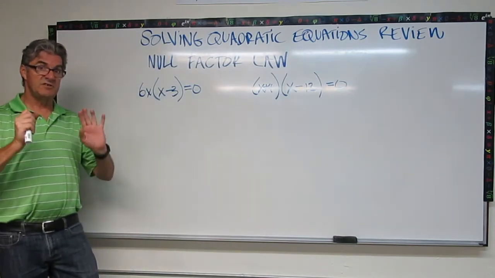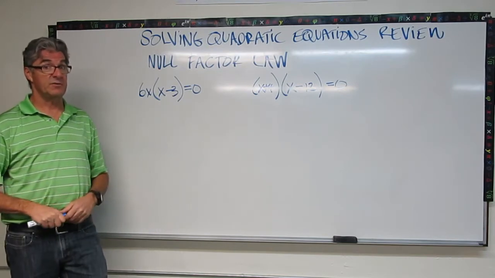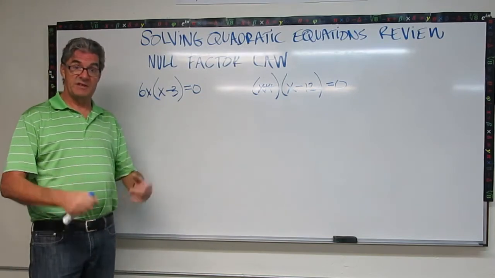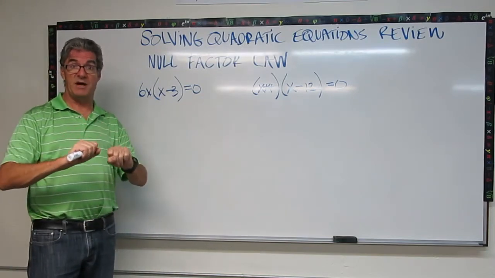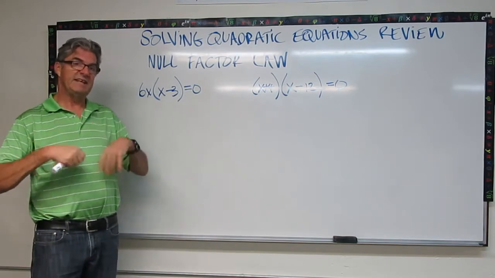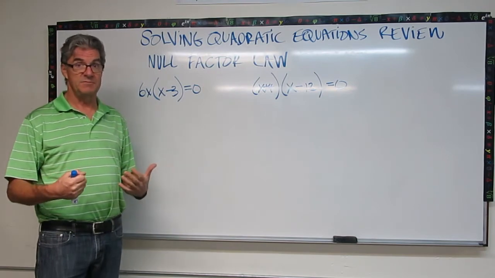The next thing we looked at was the Null Factor Law. And we did one lesson on just that, and then we used the Null Factor Law quite a bit throughout the rest of the chapter. So the Null Factor Law is pretty simple. What it says is if you have two things that are multiplied by each other, if you know that the product is 0, then you know that at least one of those two factors has to be 0. There's no other way for that to be.